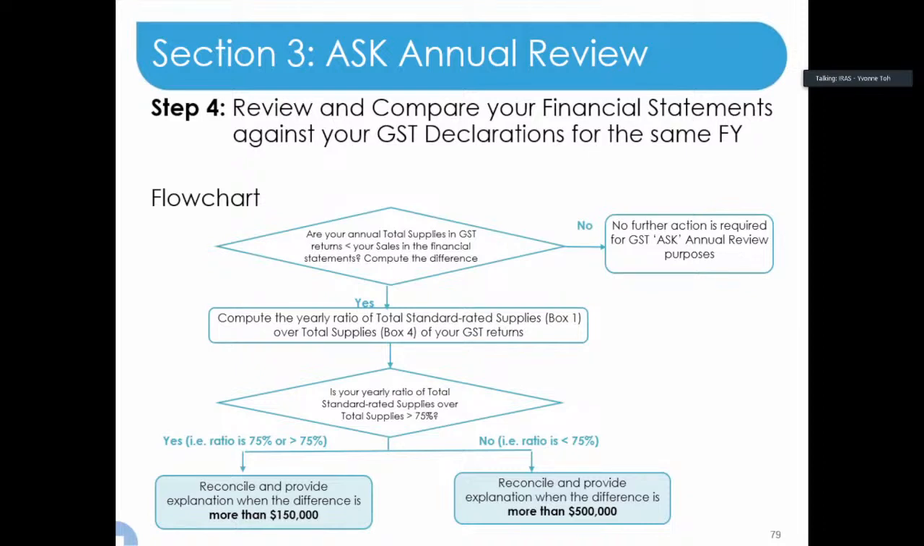However, for a business that does not make mainly local supplies, we have set a larger threshold of 500,000 as we recognize that the business may have other transactions such as out-of-scope supplies that may not be captured in their GST returns.